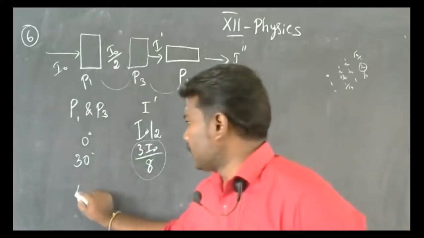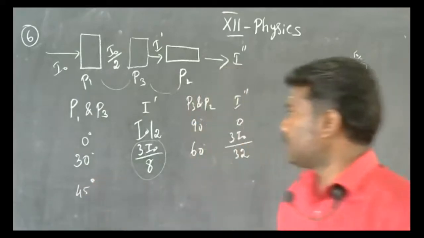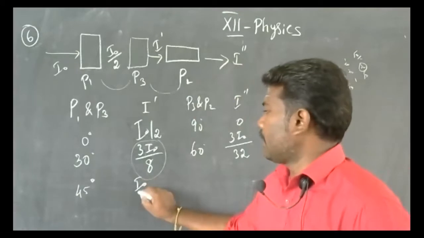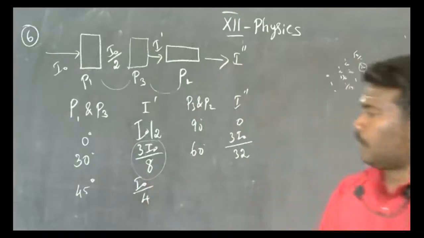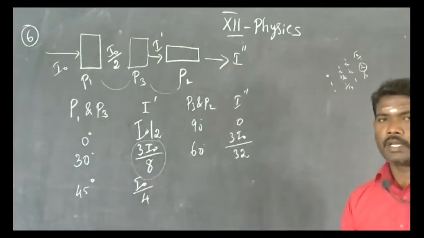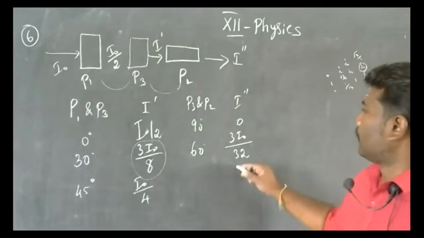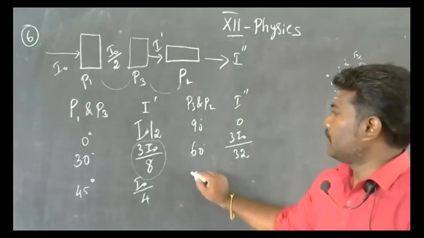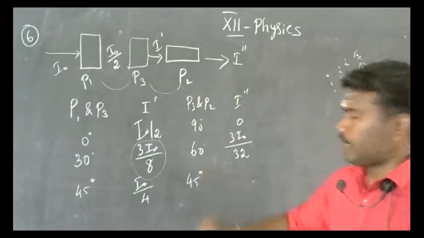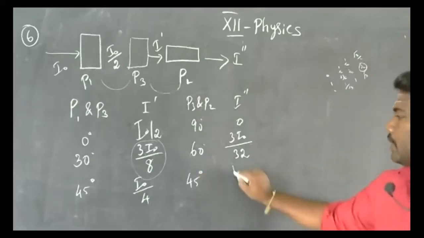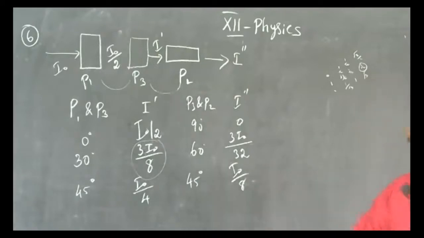And next, if you set the angle as 45 degree, the intensity value is I naught by 2 into cos square theta, which is I naught divided by 4. Cos 45 degree is 1 by root 2. Here the angle between P3 and P2 is 45 degree. So once again the final intensity is I naught divided by 8.